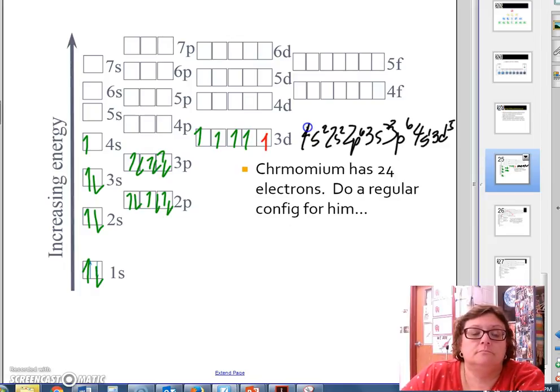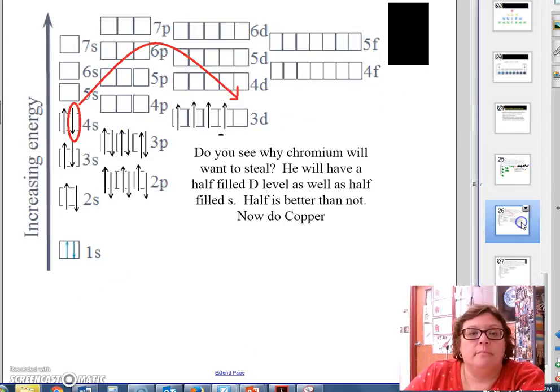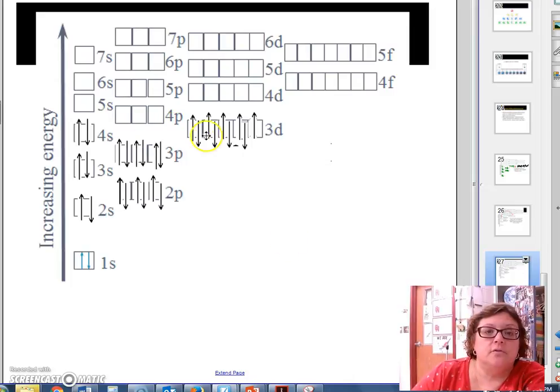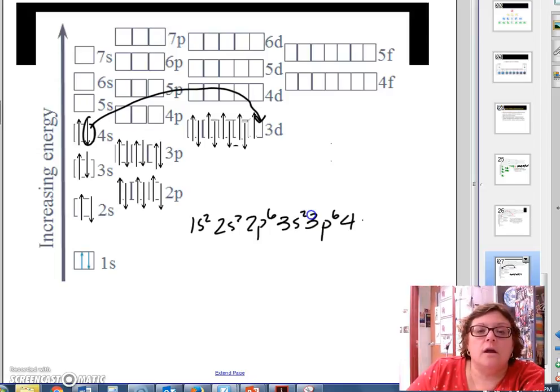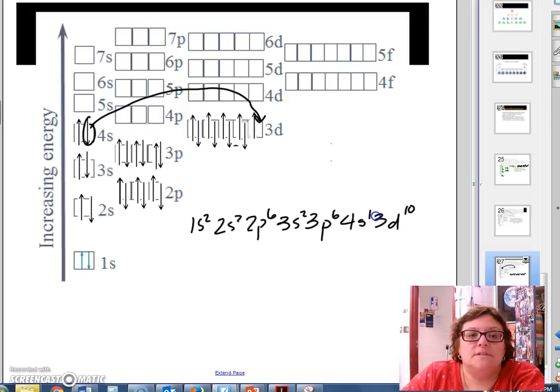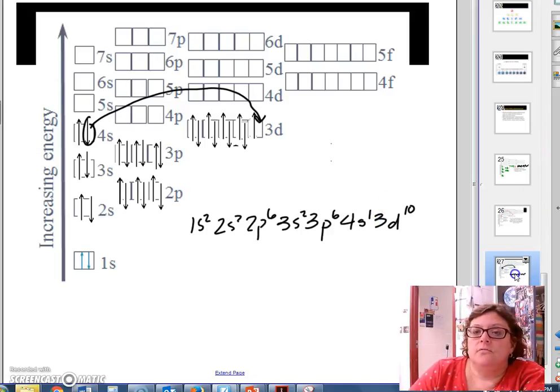I know that's not very good writing. Here we go, I drew a picture. Not only chromium does this, but you'll notice silver, if we wrote it out conventionally, would end up with 3d9. It does the same thing. It steals, so we get 1s2, 2s2, 2p6, 3s2, 3p6, 4s1, 3d10. That ends up more stable than if it's 4s2, 3d9.